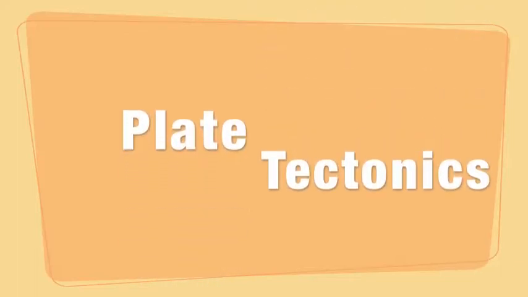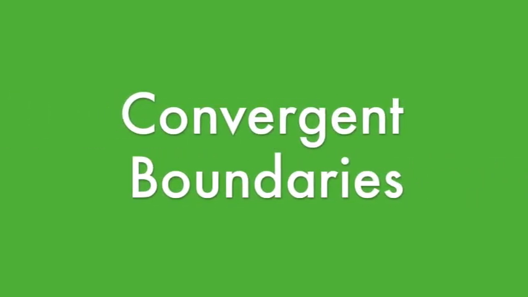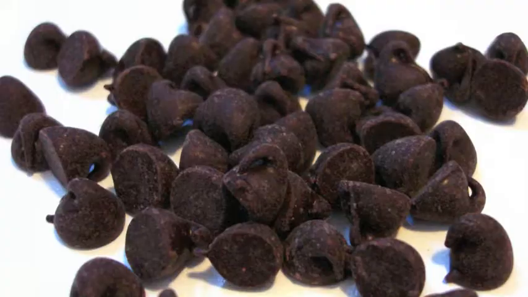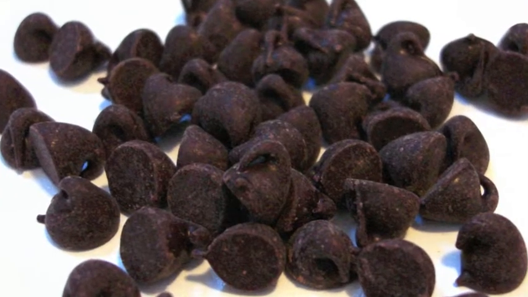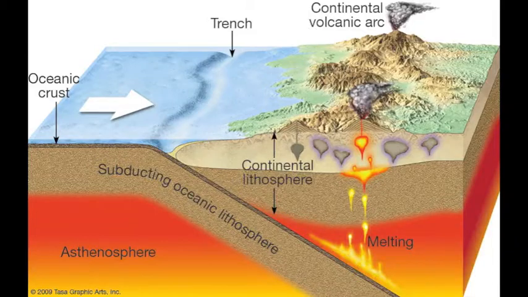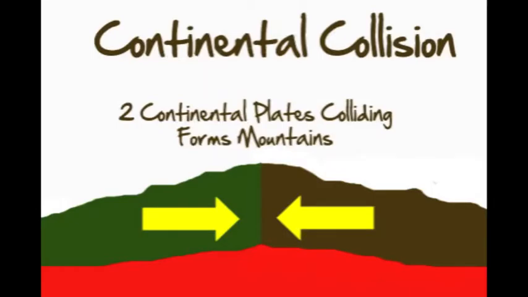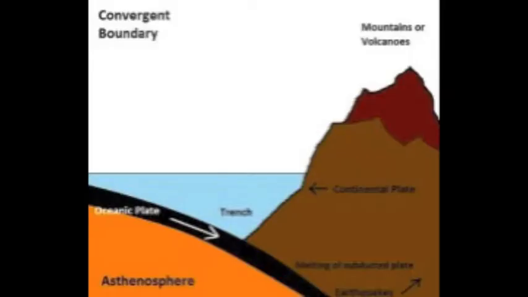Plates move as slow as your fingernails grow. To represent convergent boundaries, we chose chocolate chips because they have a point, and this is representing the plates colliding. When the plates collide, some results are volcanoes, trenches, and mountain ranges. Lithosphere is destroyed at these boundaries. Some examples of a convergent boundary are the islands of Sumatra and Java, and the North American Rockies.